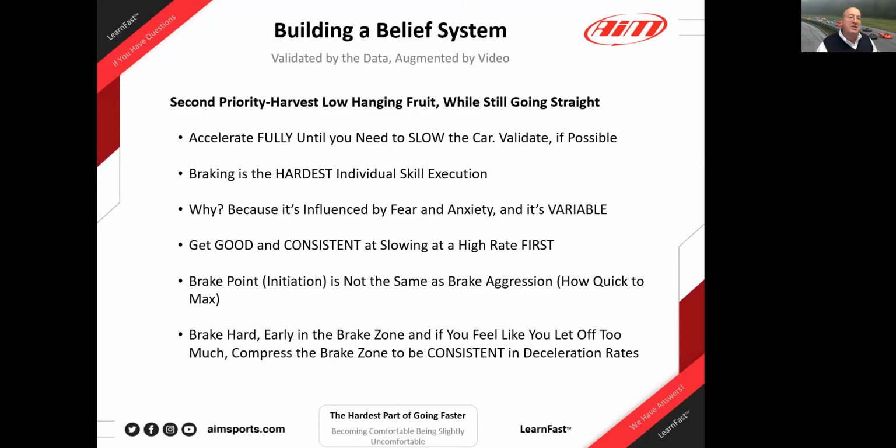But it is variable. I mean, everyone adjusts subconsciously their brake pressure to fit the brake zone they think the car is capable of. Few drivers brake to the capability of the car, especially when it's working well. So this is really important. This is why it's worthwhile to work on braking, especially in a straight line where you're trying to get rid of big speed, 60, 80, 100 miles an hour. Get good and consistent at slowing at a high rate first.